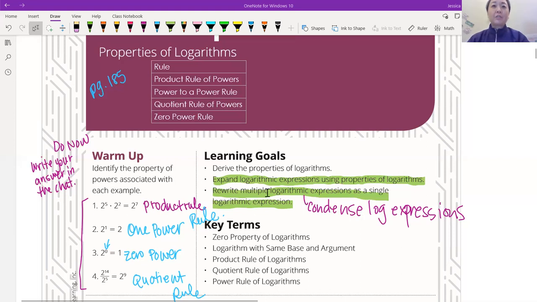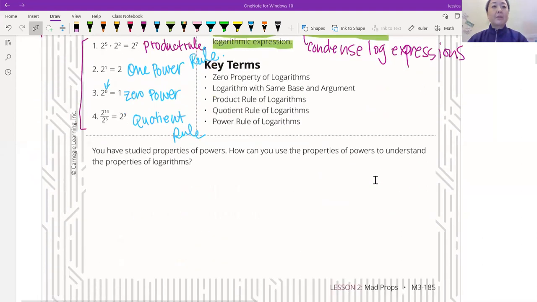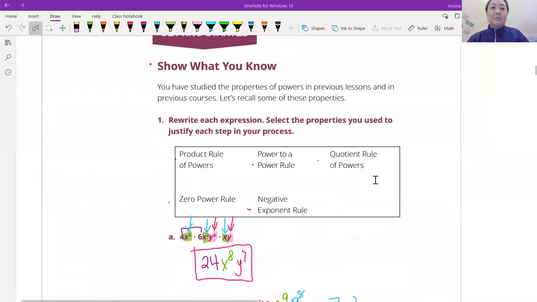And so our learning targets for today are going to be expanding logarithmic expressions. Expressions are different than equations because expressions have no equal sign, and equations obviously have equal signs. Using properties of logarithms, and we're going to learn about that very soon. And rewrite multiple logarithmic expressions as a single logarithm. So basically, we're going to expand log expressions and we're going to condense them, right? All right, so here we go. We're going to go on to show what you know.